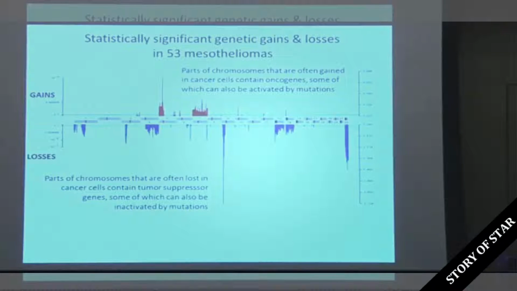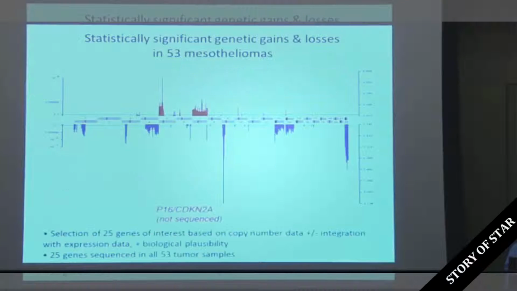And this is the kind of the sum total of 53 tumors. And the idea is that the parts that are often gained may contain what are called oncogenes, and these genes may sometimes be also activated by point mutations in their sequence. Conversely, the parts that are often lost in tumors can contain tumor suppressor genes, and these can be inactivated by other types of mutations in their sequence. So the point of this one then was to look at these regions, look at the genes in these regions, and pick some that might be interesting for sequencing.